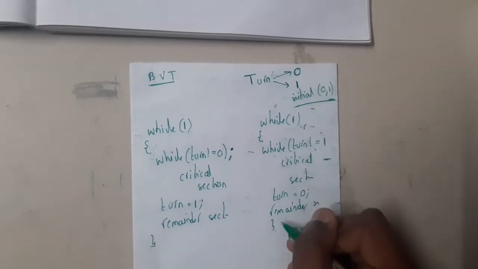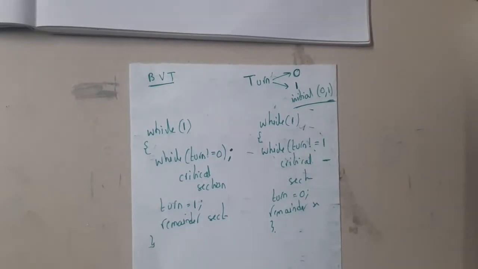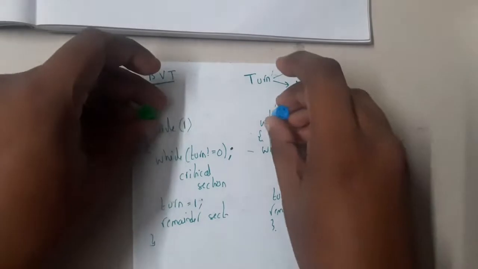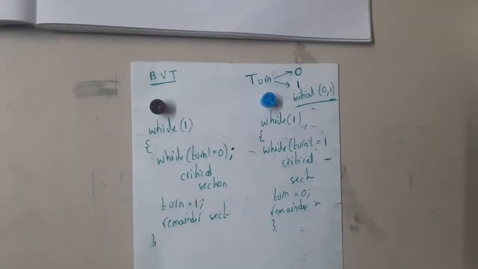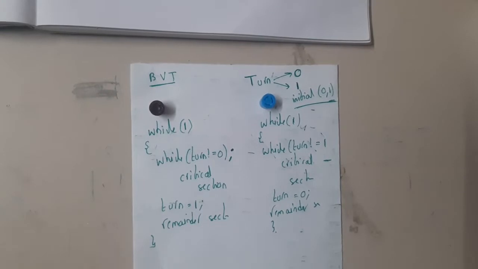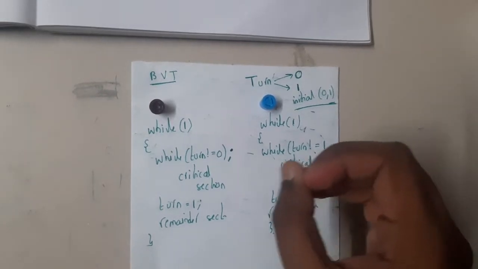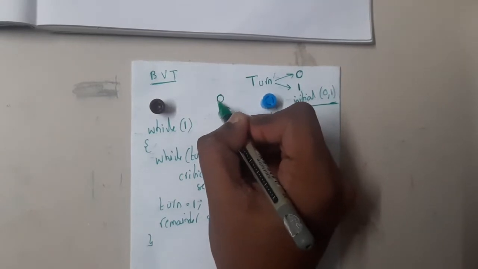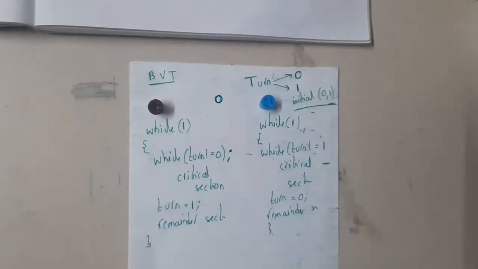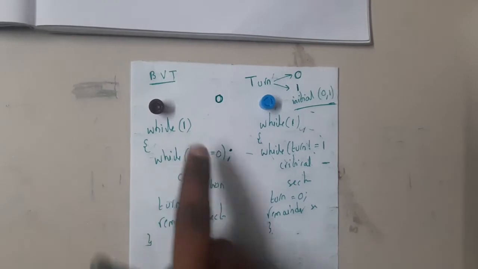So here what is the thing, guys? I am clearly saying there are only two processes, right? So we are taking brown and blue. Assume that the initial value of turn is 0, guys. So what is the initial value of turn? It is 0. While(1) is an infinite loop, guys.